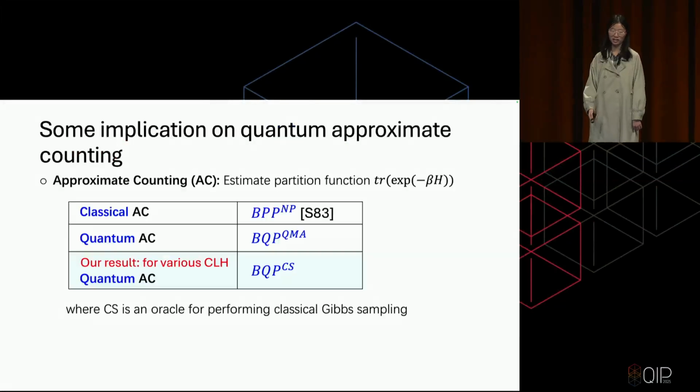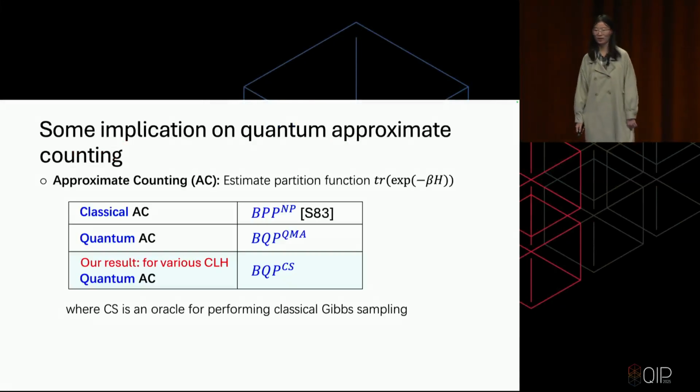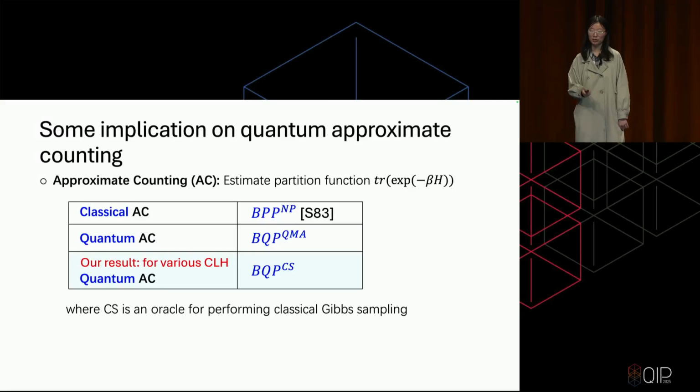Thanks for the talk. I have one quick question about the table you just presented in the second last slide. I'm very new to complexity theory, so how do I read this table? Like the first column is the question, and the second column is the complexity. For example, the first line says classical approximate counting can be solved in BPP to the NP. So if you have an NP oracle, then you can solve approximate counting in classical polynomial time.